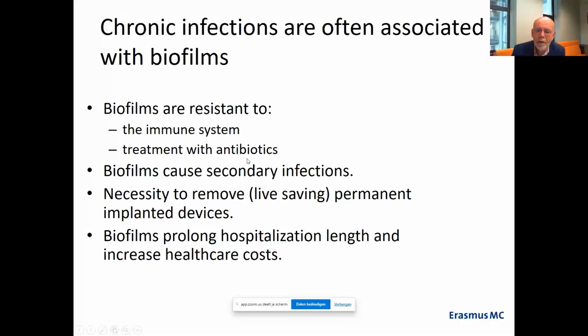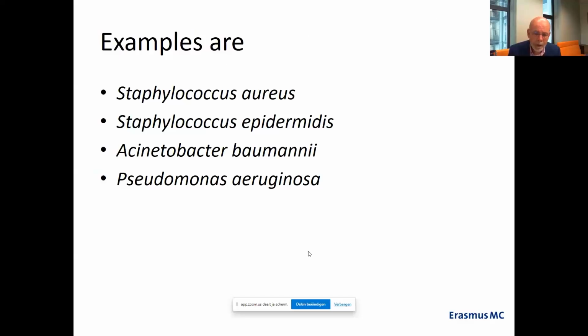Sensitivity towards antibiotics is also pretty low. Furthermore, biofilms are well known to cause secondary infections. And we put a lot of medical devices in people. So if there is a biofilm on a life-saving implant, it needs to be taken out, which causes, of course, a lot of trouble. Mortality and morbidity, but also hospital length of stay and increased healthcare costs.